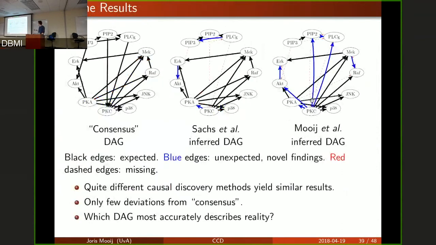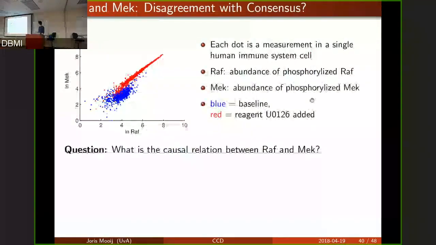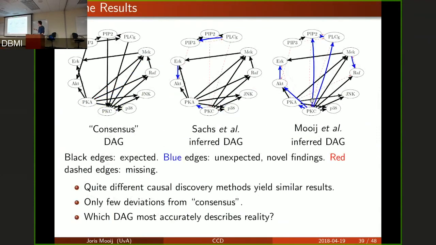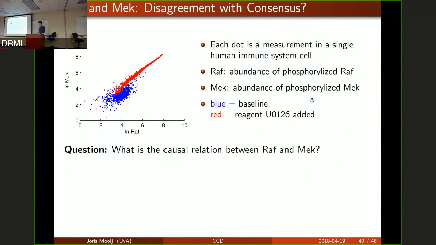Well, okay, first of all, it's nice in the sense that there seems to be some causal pattern in this data that we can more or less reconstruct consistently. But if you zoom in and really want to say which of these three is the best one, then it becomes a little bit puzzling. So here you see these data, or part of the data. Here we have the logarithm of Raf versus the logarithm of Mek, two phosphorylated proteins. Here I only plot two conditions: in blue the baseline, and in red the reagent called U0126 is added.